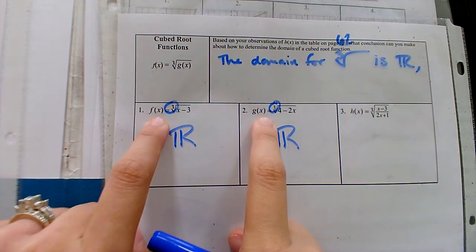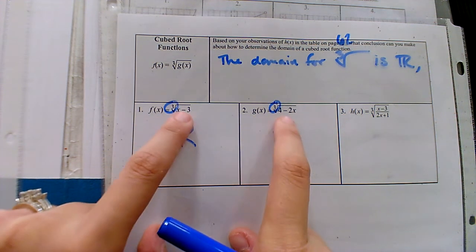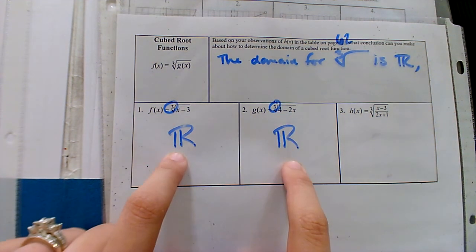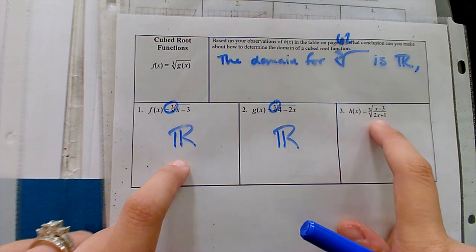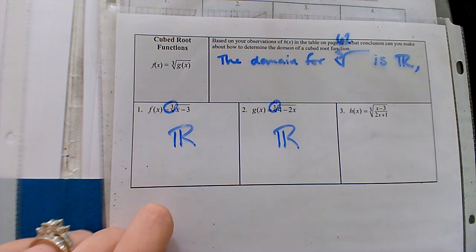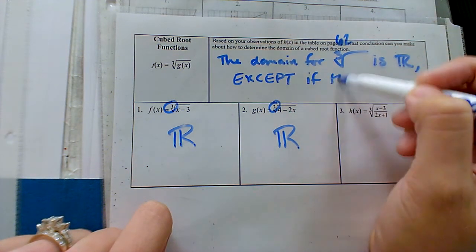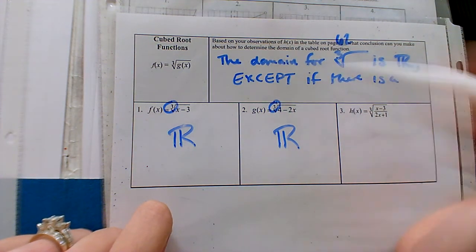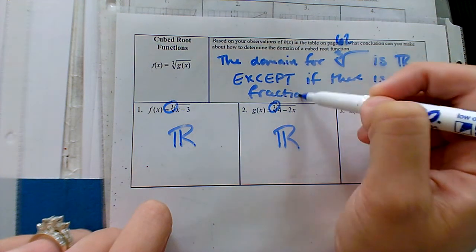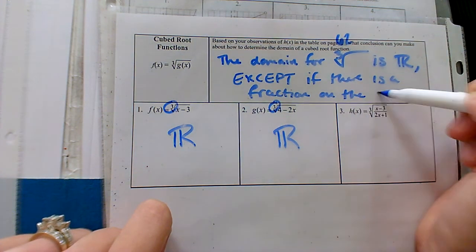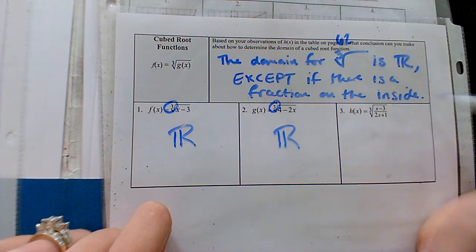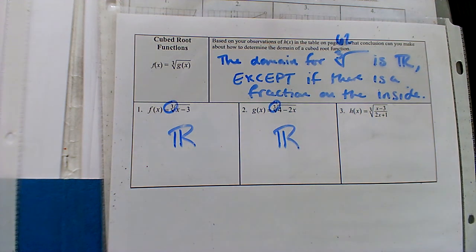So if you have a simple cubed root, like nothing really complicated going on the inside, our domain is all real numbers. But the moment we might have a fraction, we need to be a little bit leery. So the domain is always all real numbers, except if there is a fraction on the inside. Okay, we have to check out when is that fraction undefined? Because if the fraction's undefined, the whole thing's undefined.